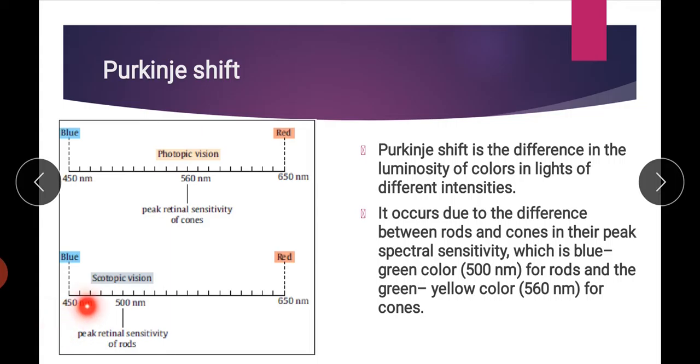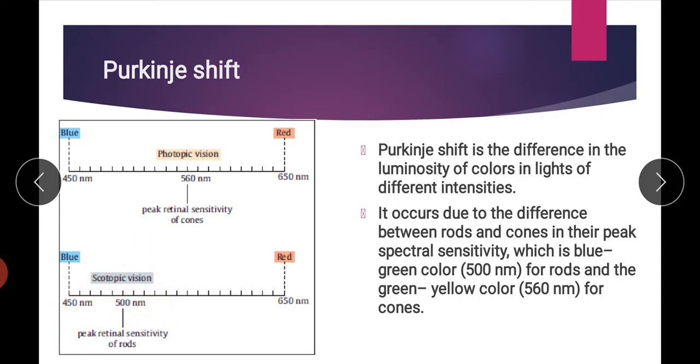So that's why the blue flower is more easily visualized, or the blue flower glows, while the red color is very far from the peak retinal sensitivity of rods. So the red color cannot be visualized properly; instead it appears black in dim light, or during scotopic vision.